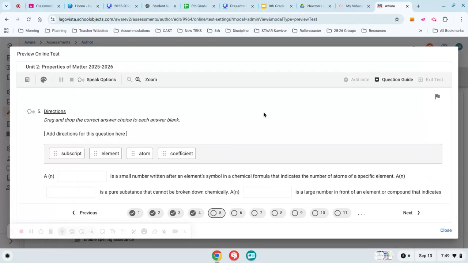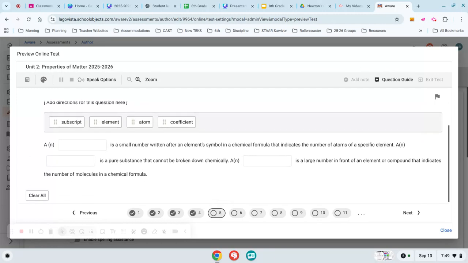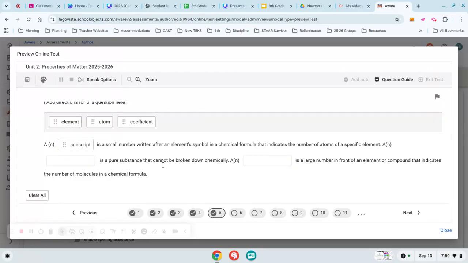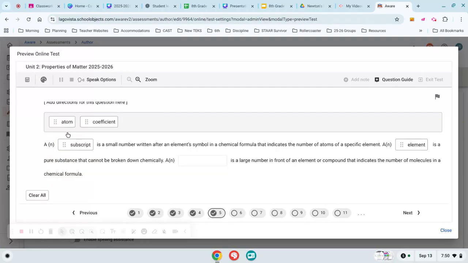All right, drag and drop to the correct. Blank is a small number written after an element symbol. So remember, if it's small, it's little, it's under, that is a subscript. Blank is a pure substance that can't be broken down chemically. That's an element. A blank is a large number in the front. That is a coefficient.